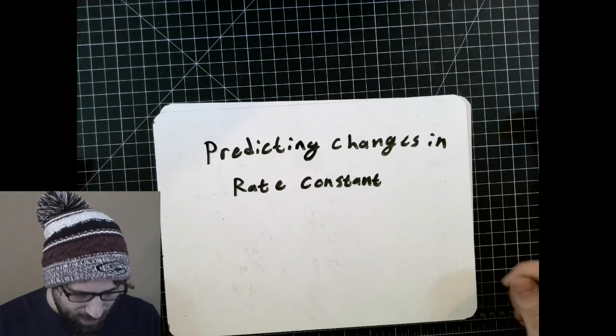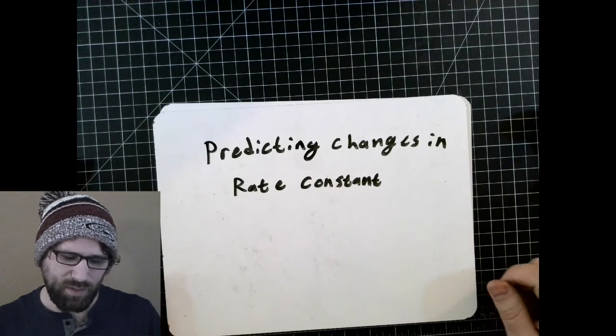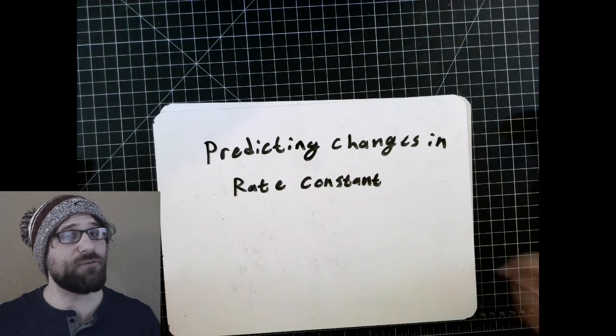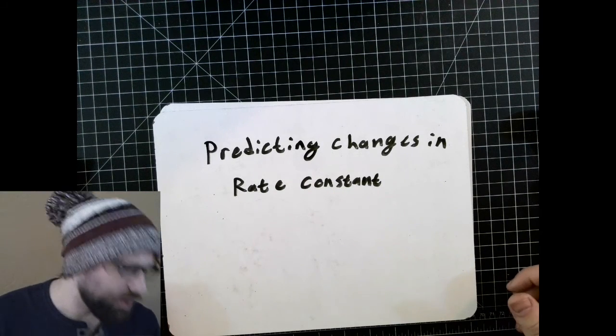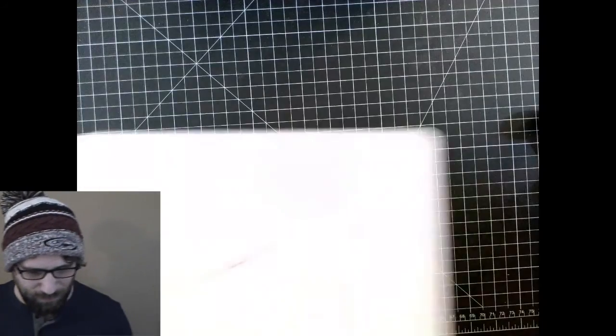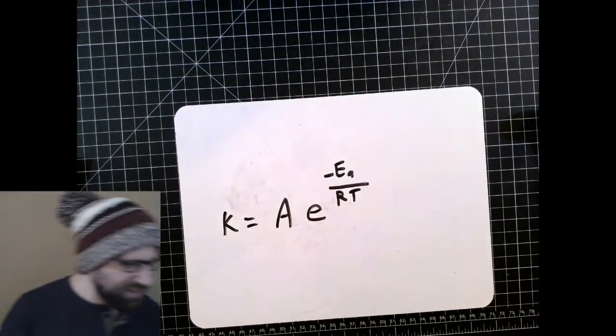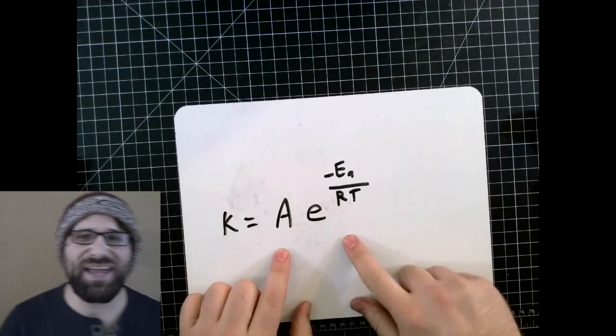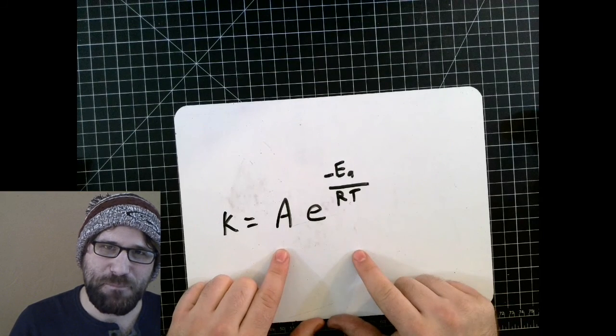So there needs to be a way for us to calculate how that rate constant would change. And fortunately, there is. It's called the Arrhenius equation. However, this equation is very complex. We can see it right here. That is a giant pain in the butt.